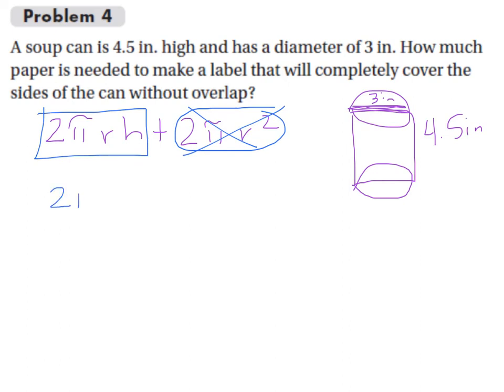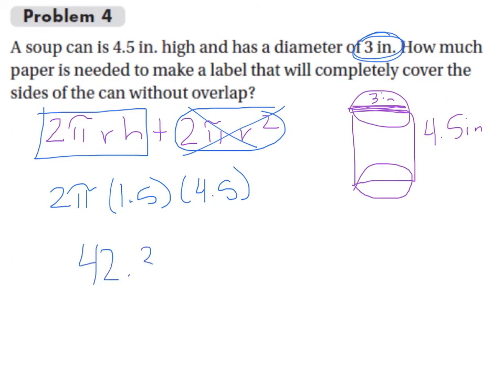So it'd be 2 times pi. My r here is going to be half my diameter. My whole length across is 3. So half my diameter is 1.5 times my height is 4.5. And if you plug that into your calculator, you should get 42.39 inches squared. So that's how big of paper you need to make the label of the soup can. And when we're using a word problem, you typically do not have it in pi units.